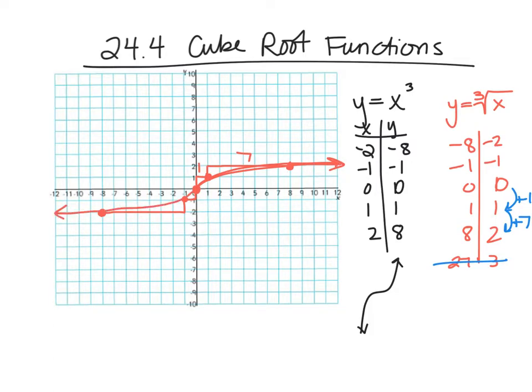The other difference is because this is going right and left forever, and also up and down forever, when I say domain, I'm going to get all real numbers. And when I find the range, it's also going to be all real numbers.